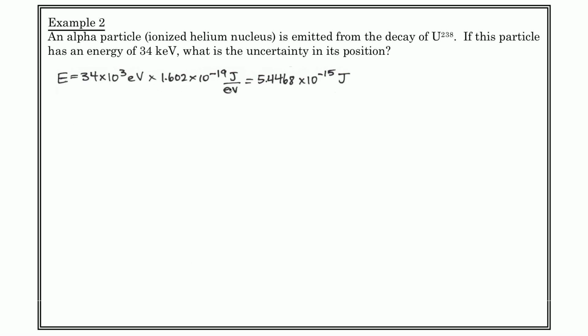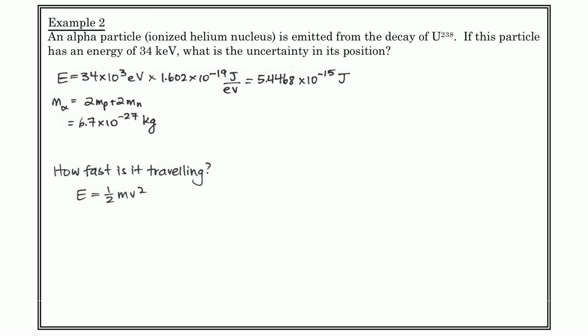34 kiloelectron volts, basically we can convert that into joules, because if we're going to work with h and h bar, we need to be in metric units. The mass of an alpha particle is, of course, two protons and two neutrons. So we've got the mass of 2 protons plus the mass of 2 neutrons, which turns out to be 6.7 times 10 to the negative 27 kilograms.